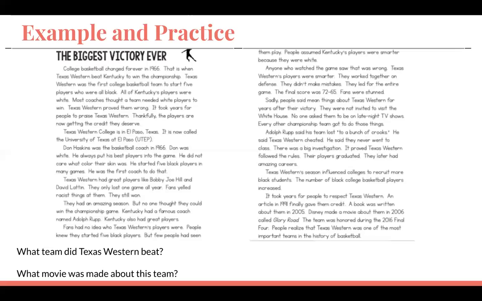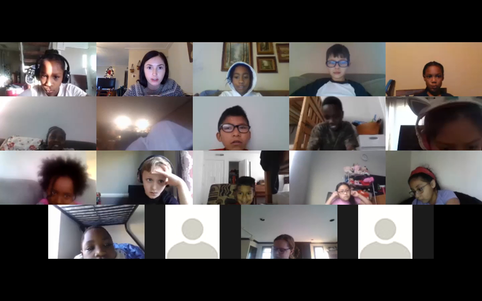Their players graduated college. They later had amazing careers. Texas Western's season influenced colleges to recruit more black students. The number of black college basketball players increased. It took years for people to finally respect Texas Western. An article in 1991 finally gave them credit. A book was written about them in 2005. Disney made a movie about them in 2006 called Glory Road. The team was honored during the 2016 Final Four. People realized that Texas Western was one of the most important teams in basketball history.